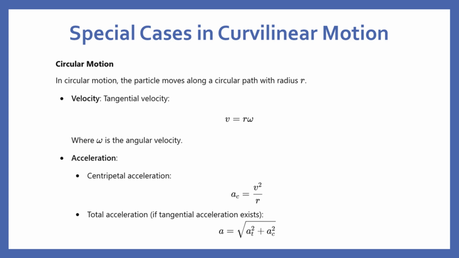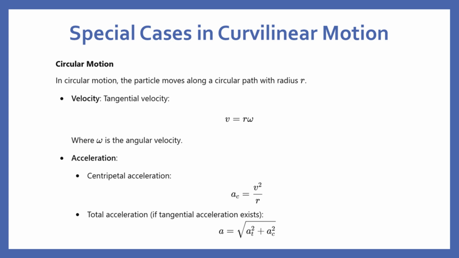In special cases of curvilinear motion, such as circular motion, the particle moves along a circular path with a specific radius, denoted as r. The tangential velocity of the particle is given by the product of the radius and the angular velocity, expressed as v equals r times omega, where omega is the angular velocity.